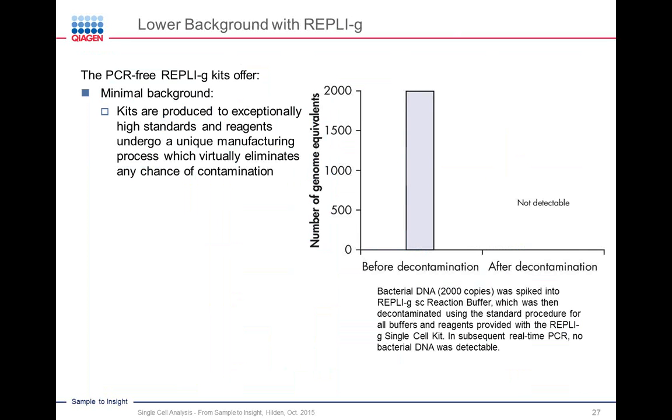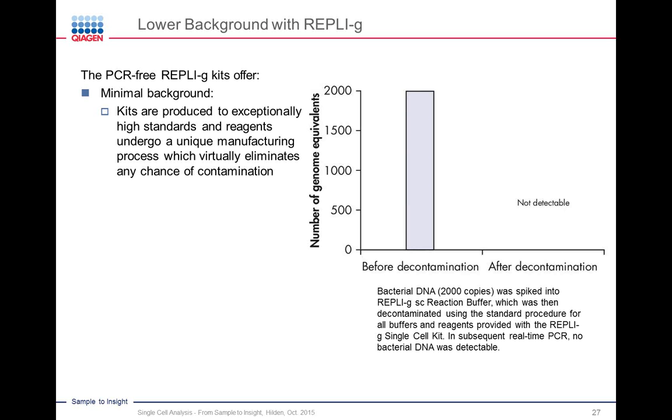Some of the features that make the REPLI-g kits really good for single-cell analysis. The first one is that there's minimal background. We have taken extreme care during the manufacturing process to eliminate any chance of contamination. These reagents undergo some special treatments that are proprietary, where this completely degrades any sort of DNA or cells that could be contaminating. So in this experiment, we take 2,000 copies of a bacterial genome, which is, I hope, more than you would ever expect to contaminate your single cell with in a single cell experiment.